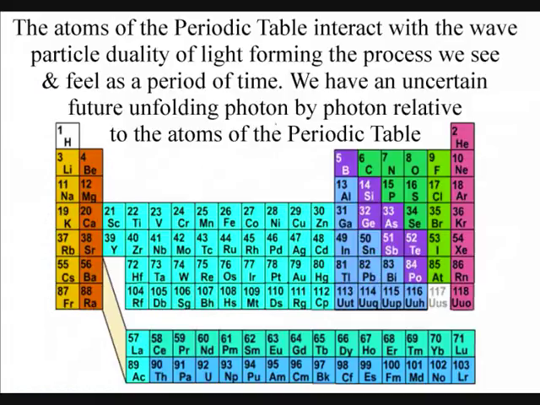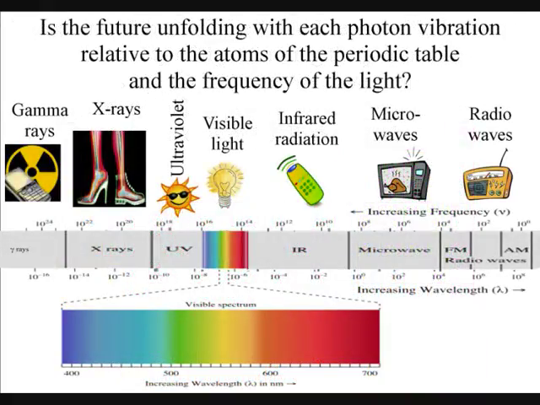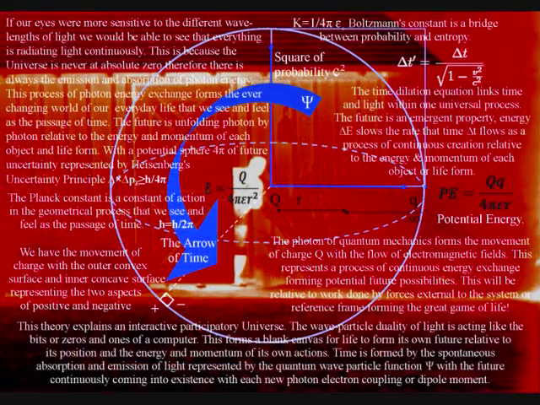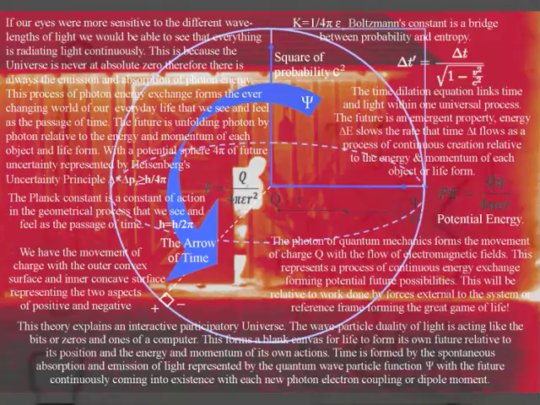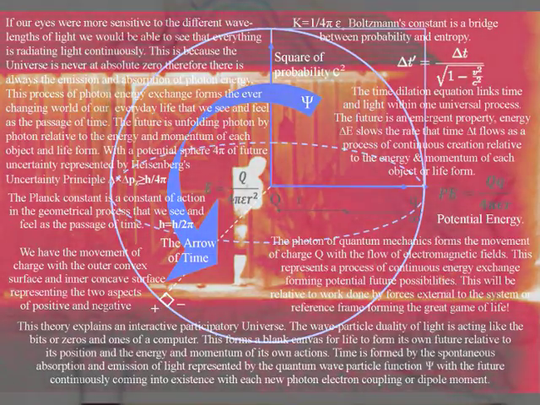We have an uncertain future, relative to the wavelength of the light and the structure of the atoms, with the spontaneous absorption and emission of light forming an arrow of time for each reference frame. This can be seen using a Faraday cage with a timeline within the cage and a timeline outside the cage.